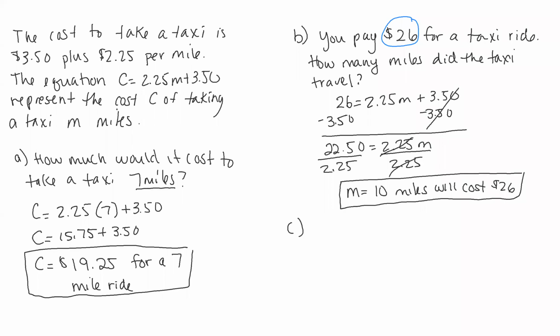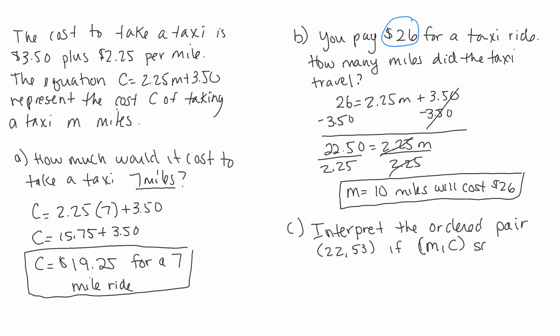Last up would be, let's see, interpret the ordered pair 22, 53 if ordered pairs of the form M, C satisfy C equals 2.25 M plus 3.50.